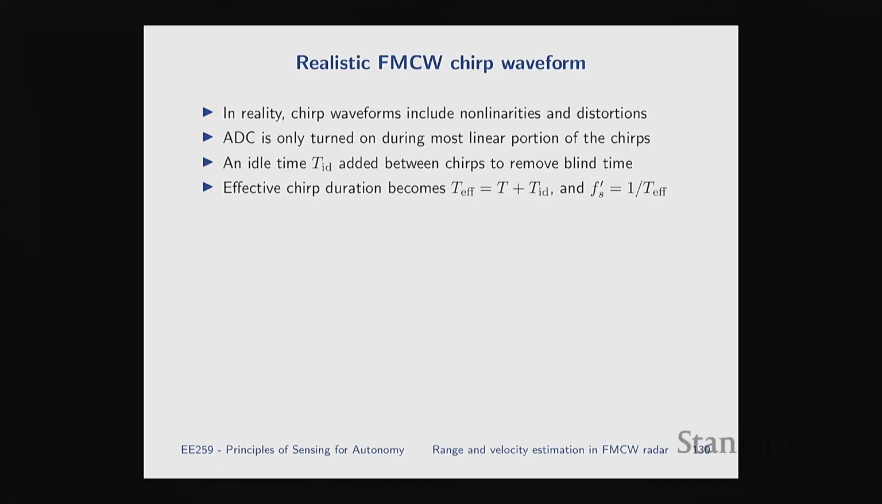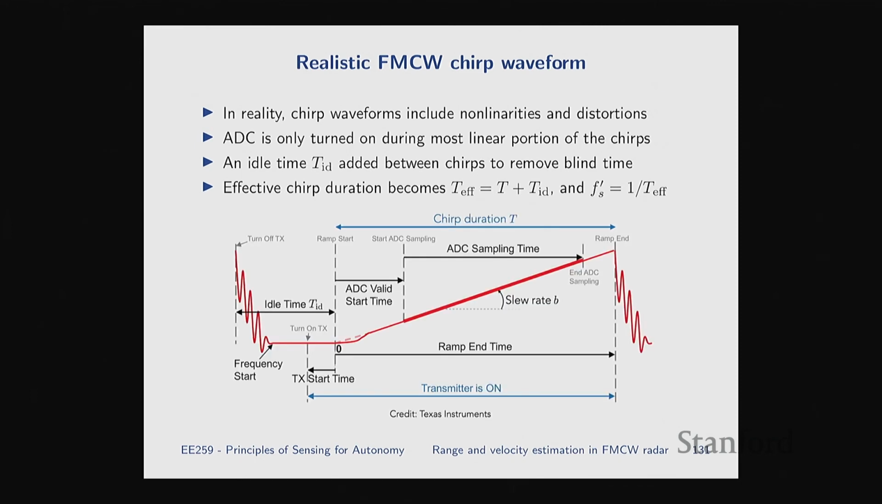These were the chirps that we looked at. It was this perfect frequency ramp, and then it would instantaneously drop to 0, and then you would transmit the next one, and then the next one, right? In reality, they don't look like this. There are non-idealities in the waveform. So it's more like this picture here, what you get from actual hardware.